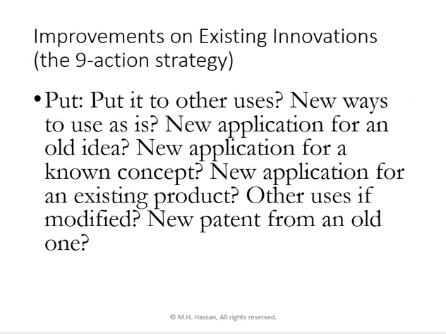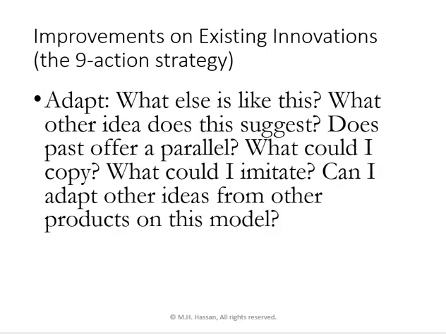For improvements on existing innovations, you can apply what we call the 9-action strategy, or applied imagination. You can put it to another use: new ways to use it as is, a new application for an old idea, a new application for an old concept, other uses if modified, a new patent for an old one. You can adapt. What else is like this? What other idea does this suggest? Does the past offer a parallel? What could I copy? Could I imitate? Can I adapt other ideas from other products on this model?